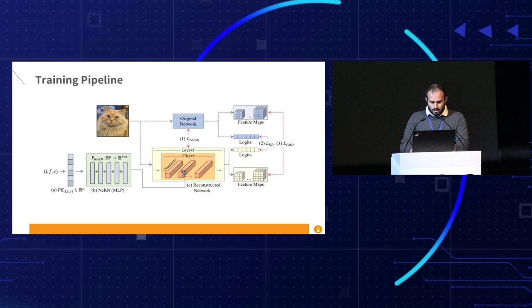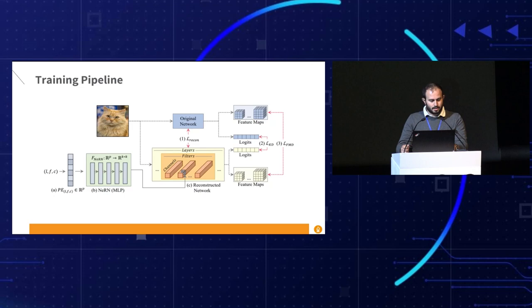So now that we know how to inform this form of smoothness onto our learned signal, let's look at the entire training scheme for NeRN. We have already seen the bottom left part of the pipeline, but now I've added the loss terms. So we use a combination of three loss terms. The first one is the most basic one, the reconstruction loss between the original and reconstructed weight. This is a simple L2 distance between the weight tensors.